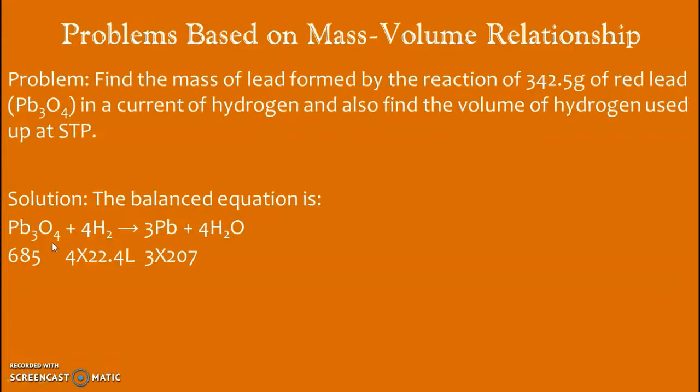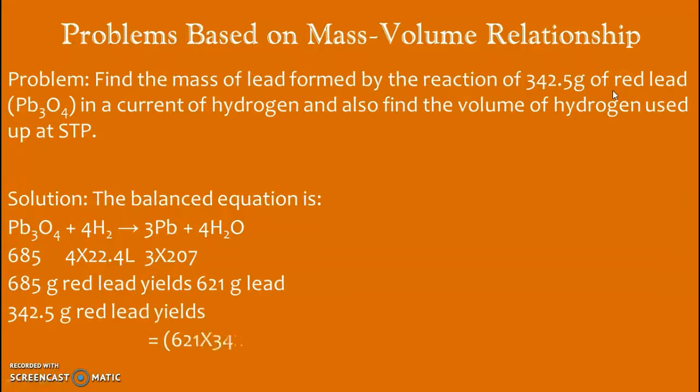Now let us write our information first. 685 gram of red lead yields 621 gram of lead. So 1 gram of red lead yields 621 divided by 685. So how much red lead is present here? 342.5 gram of red lead. So 342.5 gram of red lead yields 621 into 342.5 divided by 685. If you calculate this, you will get 310.5 gram of lead.